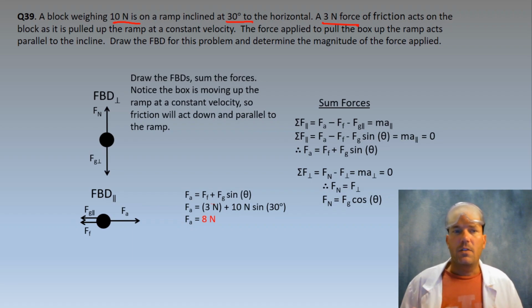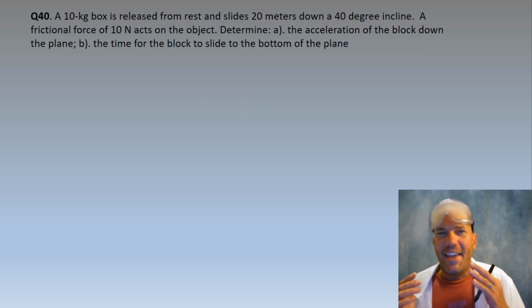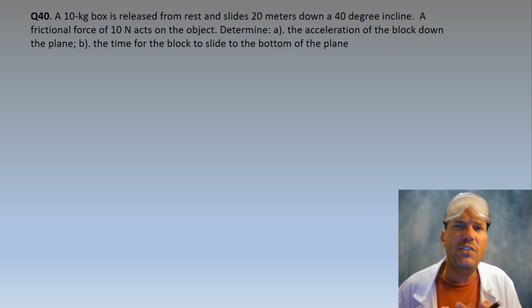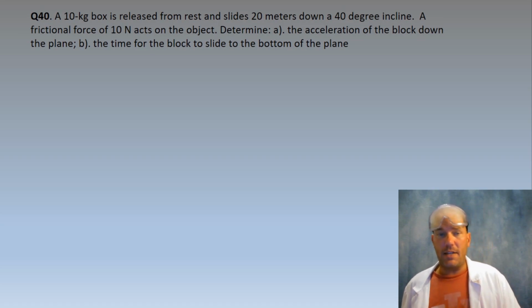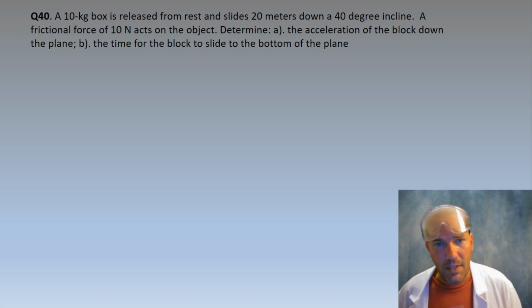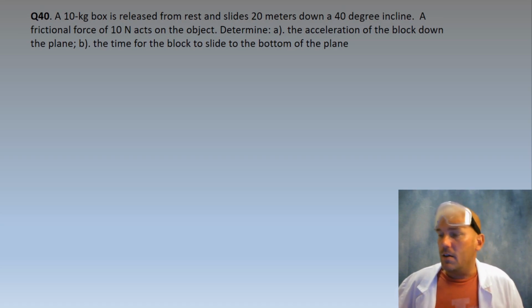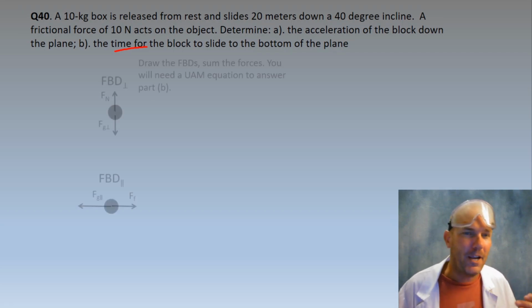All right, now let's look at problem 40. A 10 kilogram box is released from rest, and it slides 20 meters down a 40-degree incline. I think we're drawing a picture for this one. A frictional force of 10 newtons acts on the object. So the box is sliding down the incline, which means force of friction is up and parallel to the incline. Determine A, the acceleration of the block down the plane. B, the amount of time for the block to slide to the bottom of the ramp.